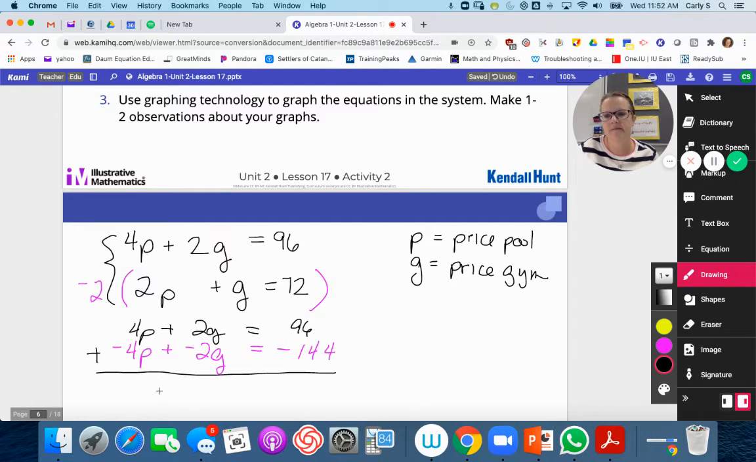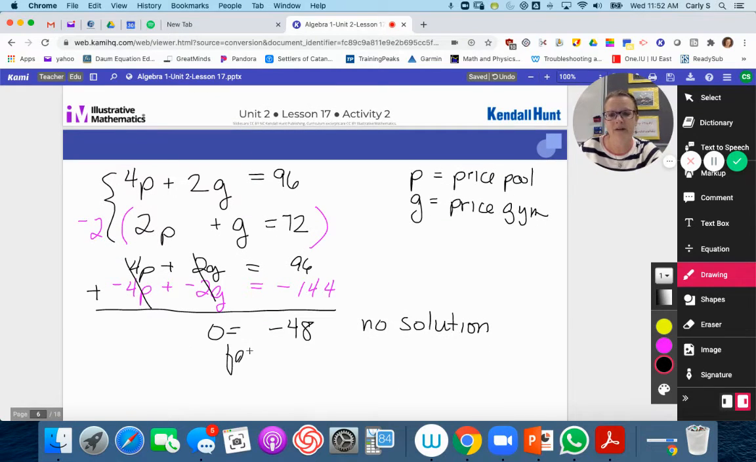And add them together. Well, that cancels. That cancels. We get 96 minus 144, -48. -48 equals 0, which is not true, which means there is no solution. When both of your variables cancel out and you're left with 2 things that don't equal each other, you have no solution to that system of equations. Right? So we solved by elimination, and this leads to a false equation. I can say that right there is false, therefore, no solution.